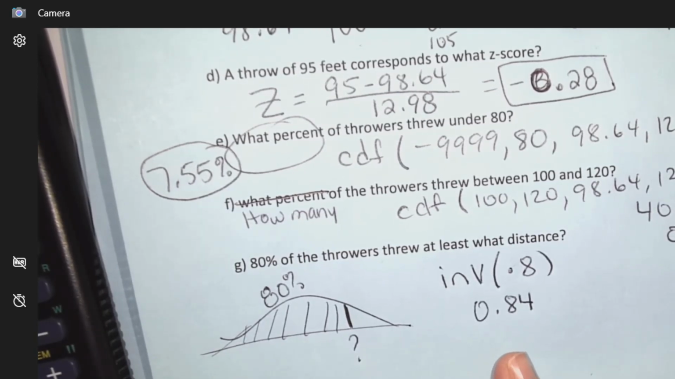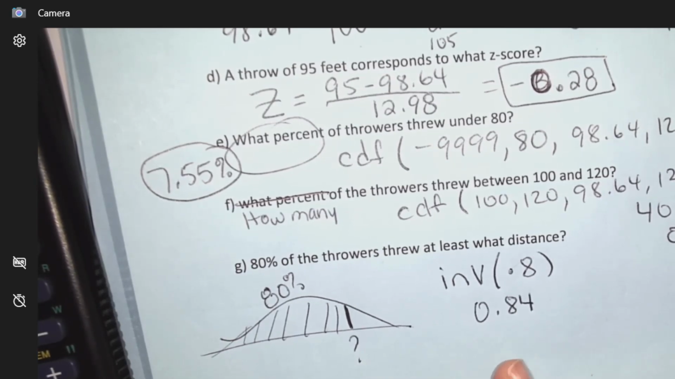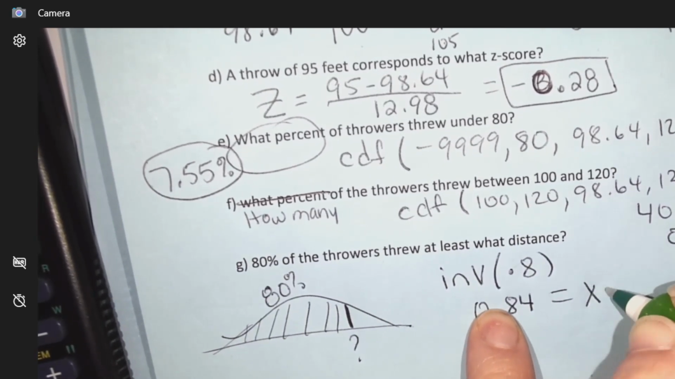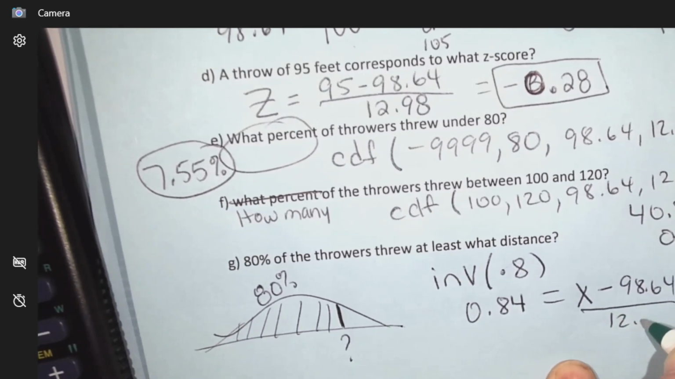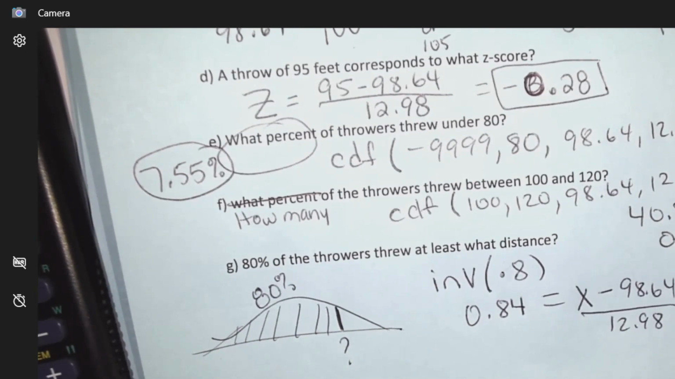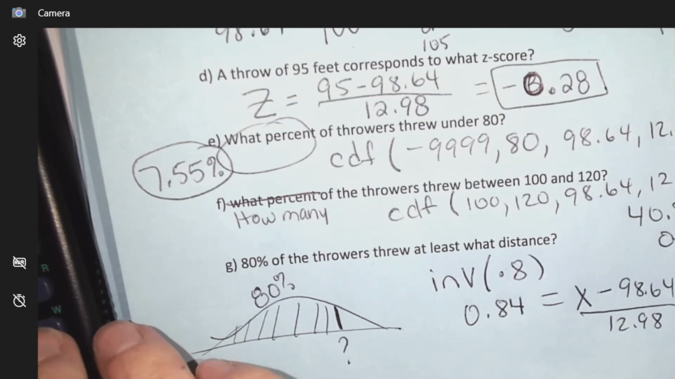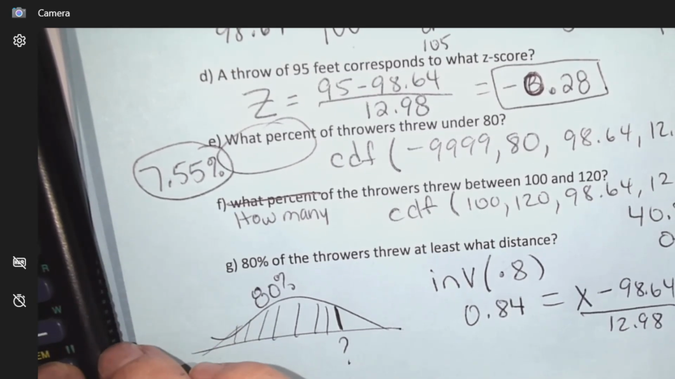So is that my distance that I'm throwing my discus? No, that is a Z. So what is my score? Just use the Z-score formula again to go from a Z to your score. So times, add.